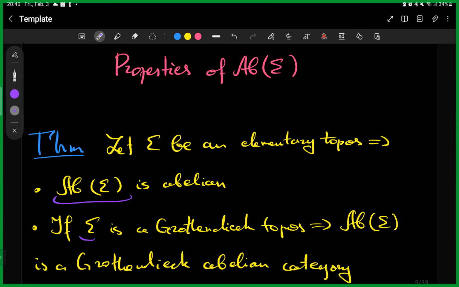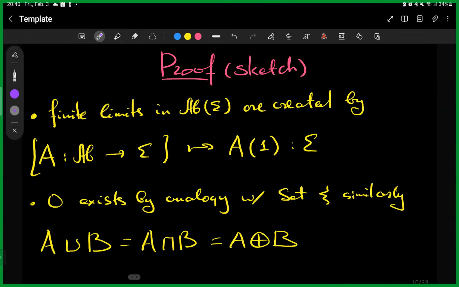So let me give a very brief sketch of proof of this theorem. So first of all, finite limits in this category of abelian group objects are created by the forgetful functor from the abelian group objects to E. By definition, an abelian group object is a product preserving functor, and the forgetful functor just maps A to the value of A on the object indexed by 1.